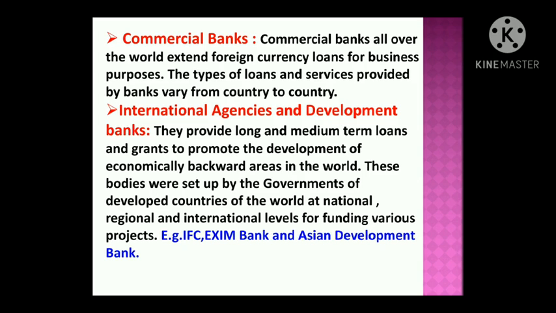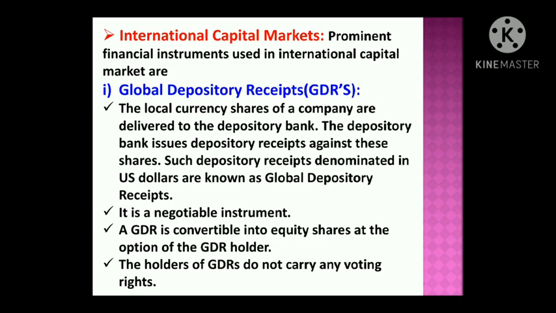And the next source of international financing is international capital markets. Prominent financial instruments used in the international capital market are, first, Global Depository Receipt, shortly GDR. Then what are Global Depository Receipts? The local currency shares of a company are delivered to the depository bank. The depository bank issues depository receipts against these shares. Such depository receipts denominated in US dollars are known as Global Depository Receipts.